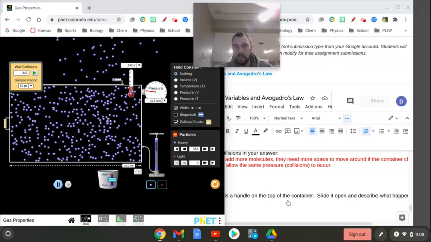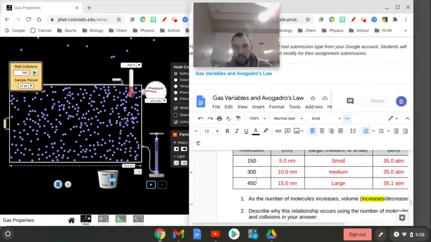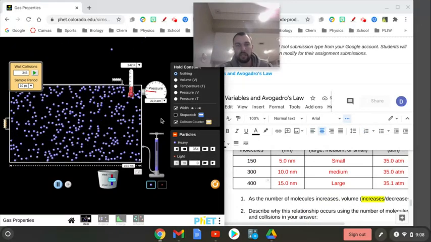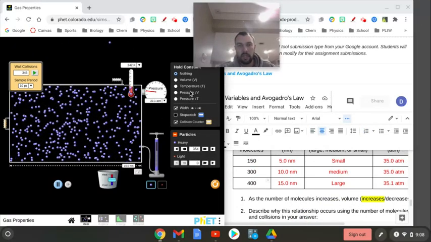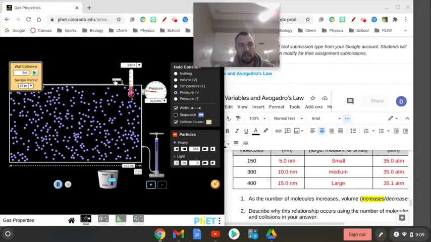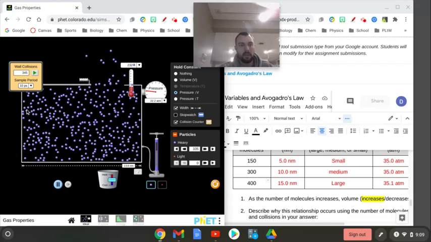Ooh, I think I know what's supposed to happen. I think I'm going to change this to 400. I think there's a mistake there. I'm going to change that to 400. Oh, I need to re-click on this. That's the problem right here. This might fix it. Yeah, so as particles leave, see what happens?